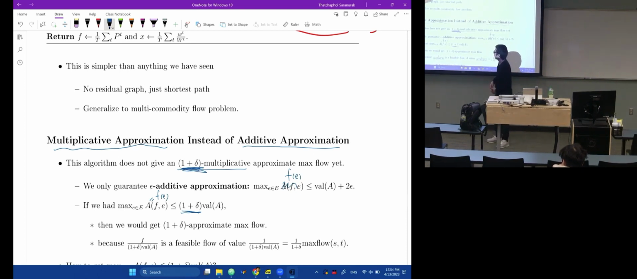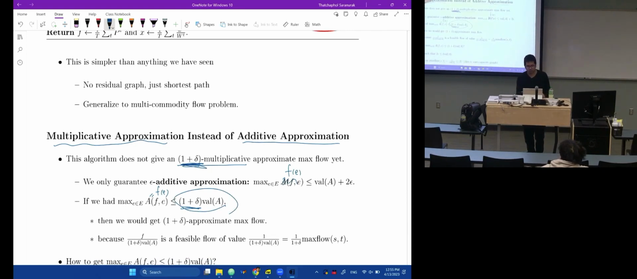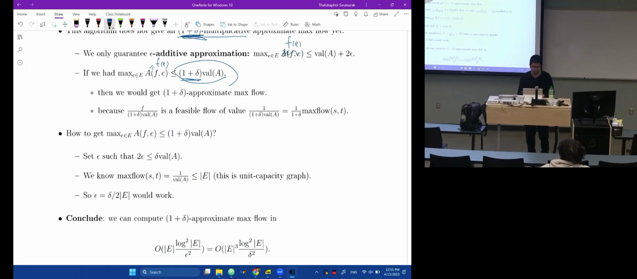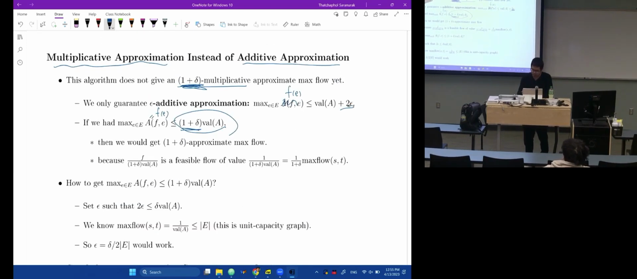Why? Because you get a flow such that the congestion is at most 1 plus delta times the value of the game. If you just scale the flow down by this value, then it would have congestion at most 1, so it's a feasible flow with this value. But 1 over the value of the game is max flow. So you get a flow such that the value of the flow is almost maximum. So what we want is a multiplicative approximation, but you see, this is just additive.